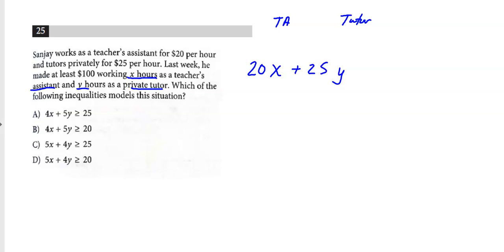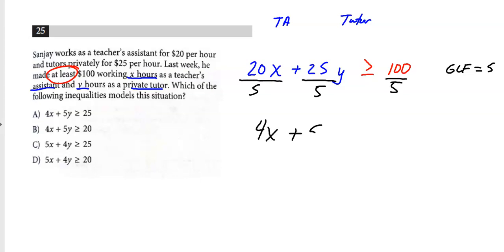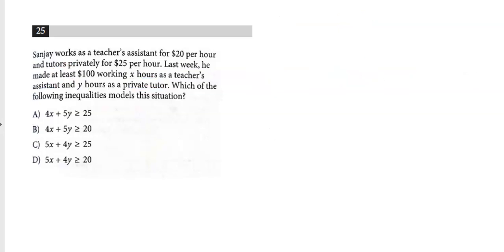And then we have this word at least. So if he made at least, or she, I don't know who that is, but at least $100. Well, I'm looking down there and I don't see my answers, but it looks like they divided through. So if I try to find a greatest common factor for all these numbers, I think I can use a GCF of 5 and just divide everybody by 5. So that'd be 4x plus 5y greater than or equal to 20. So correct answer here is B.